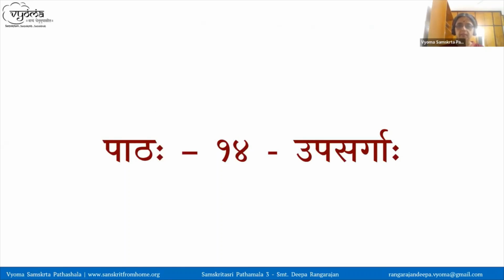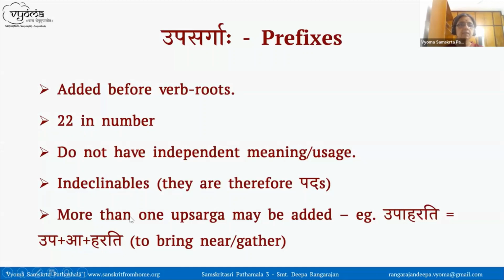So we will quickly revise lesson 14 where we saw some upasargas. Upasargas are added before the verb roots. They are 22 in number. They do not have an independent meaning or usage. They are indeclinable, so they are padas. They are not used independently. More than one upasarga may be added to a dhatu in order to give different meanings.